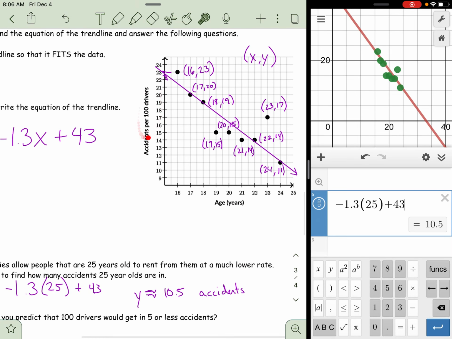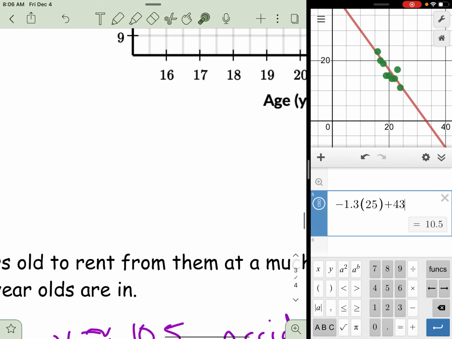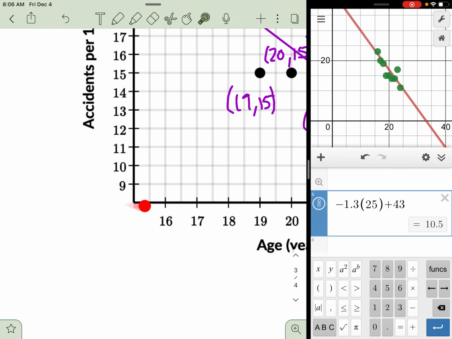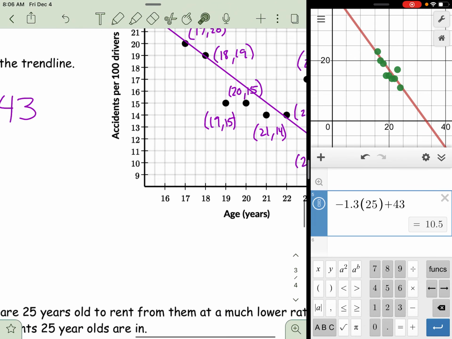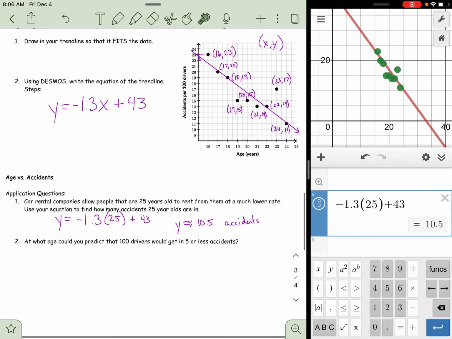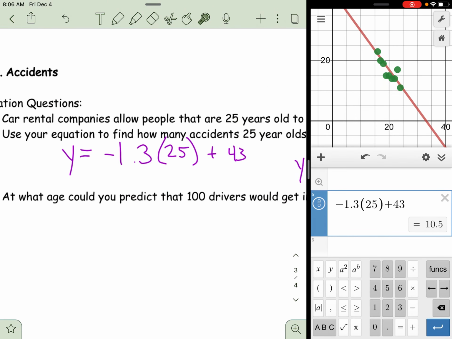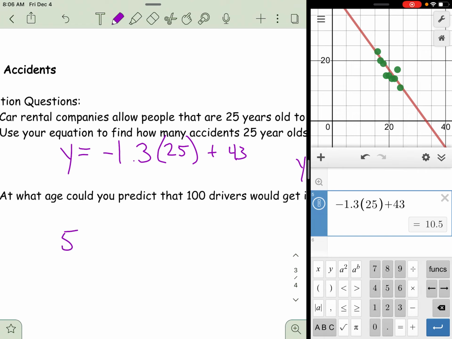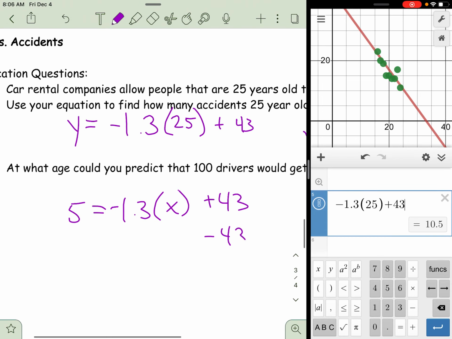So this is per 100 drivers. So what that means is when I go down here to 5, which this is 9, so it's going to be like down here, what age could we predict that to happen? Okay, well, we could plug that in and say 5 because that's our end goal now. And then just try to solve it.